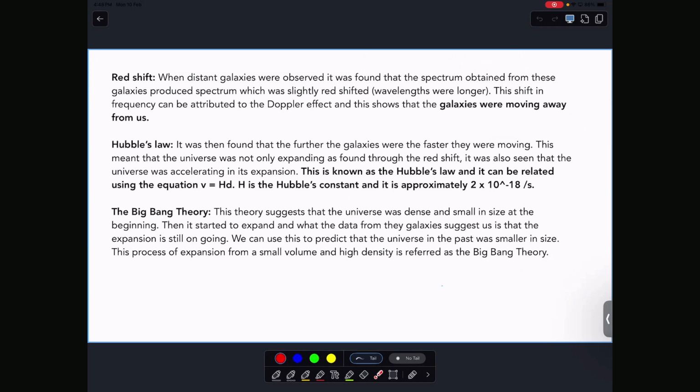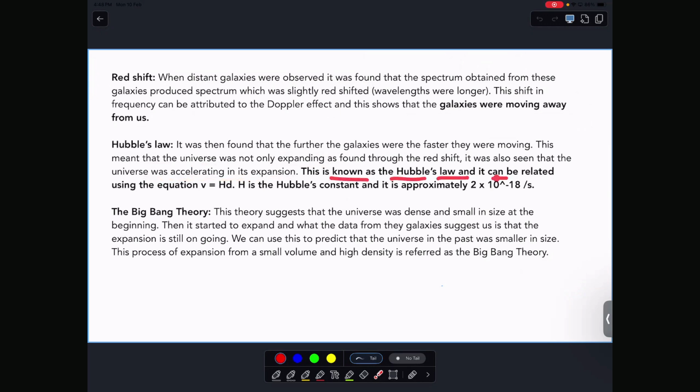Okay, so let's read through this. What's redshift? When distant galaxies are observed, the spectrum obtained from these galaxies is slightly redshifted. The shift in frequency can be attributed to the Doppler effect, and this shows that galaxies are moving away from us. That's the first thing. Then Hubble's law: it was found that the further the galaxies were, the faster they're moving. This meant the universe was not only expanding, but accelerating in its expansion, which is important.